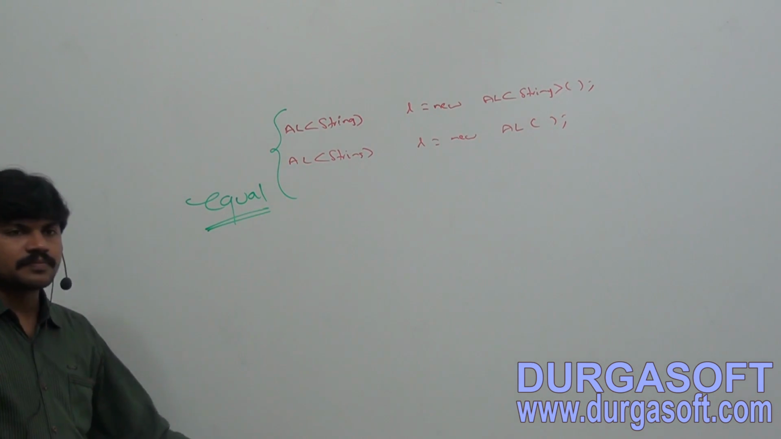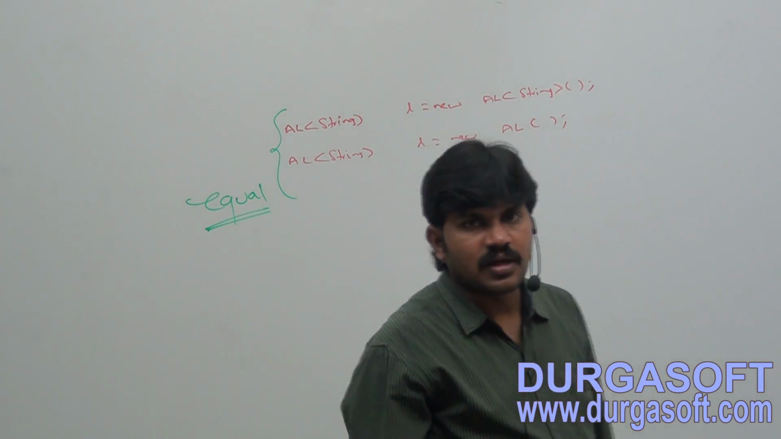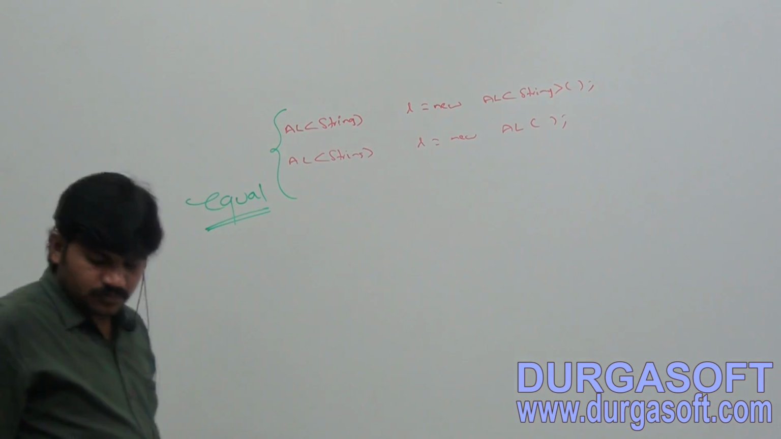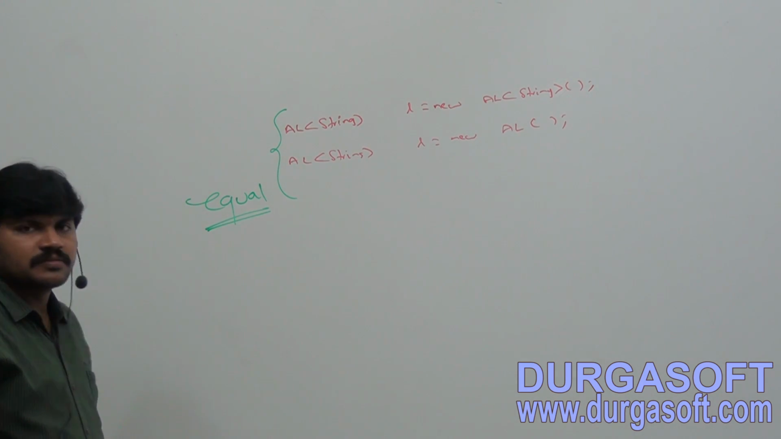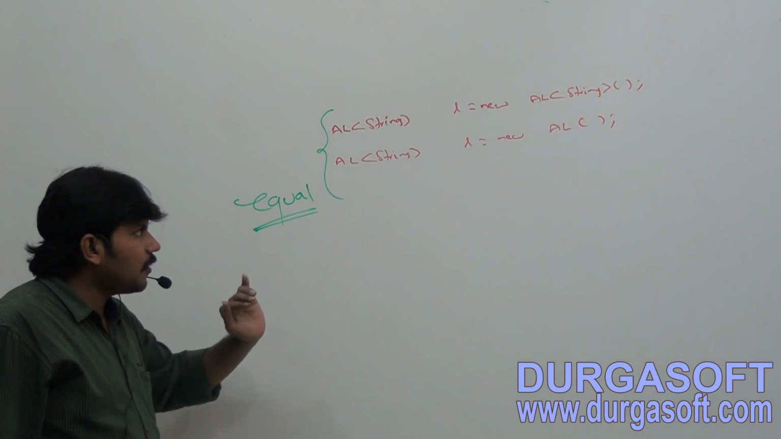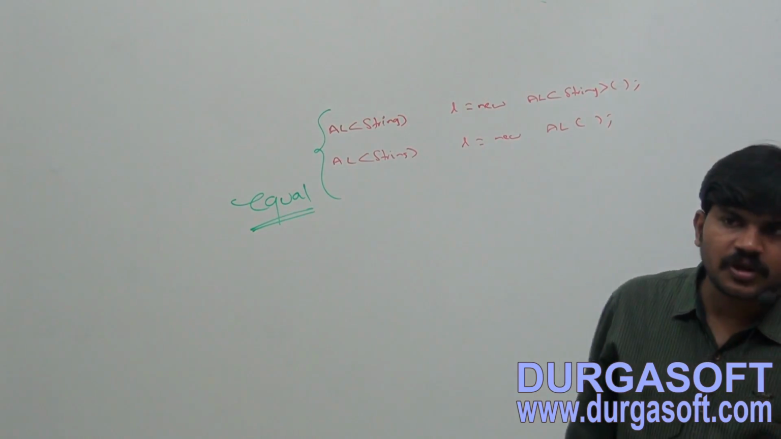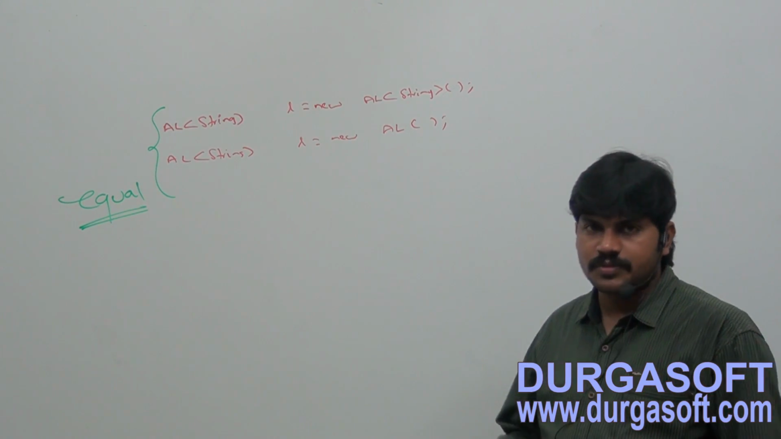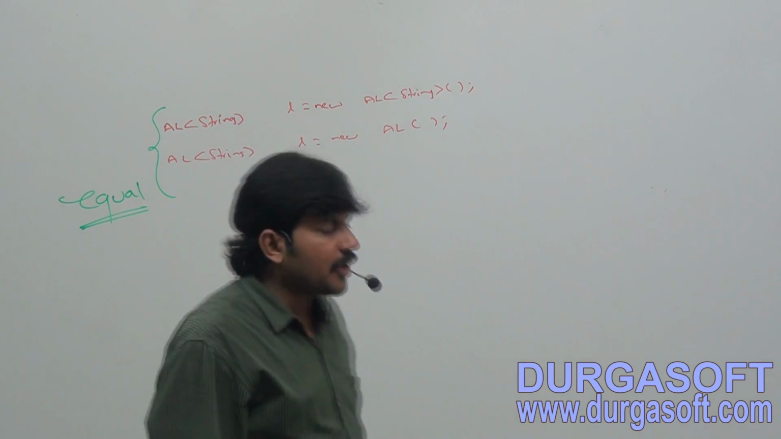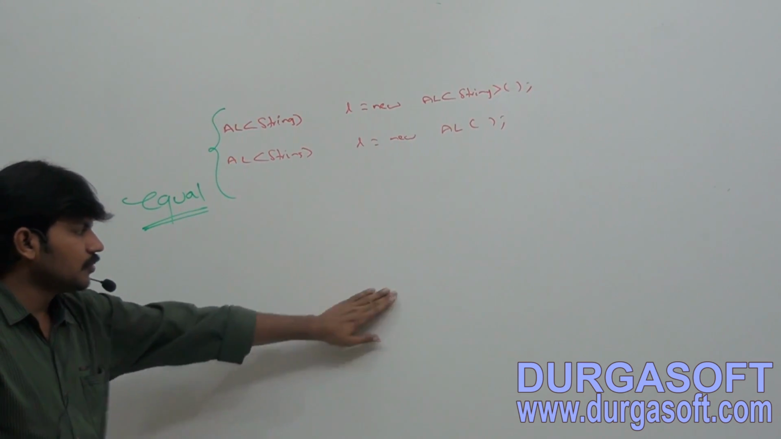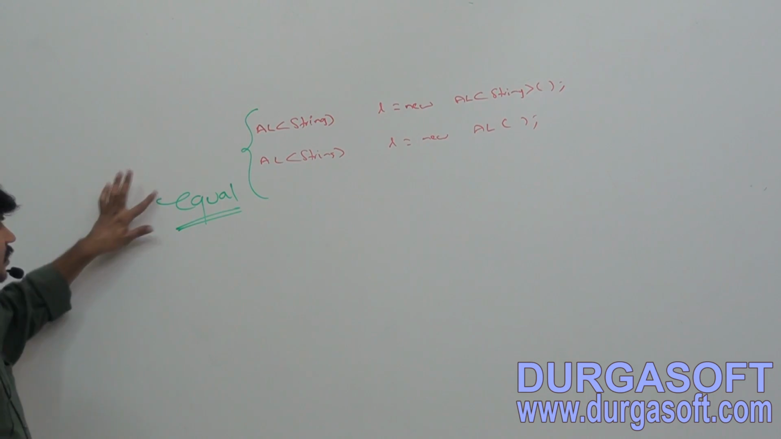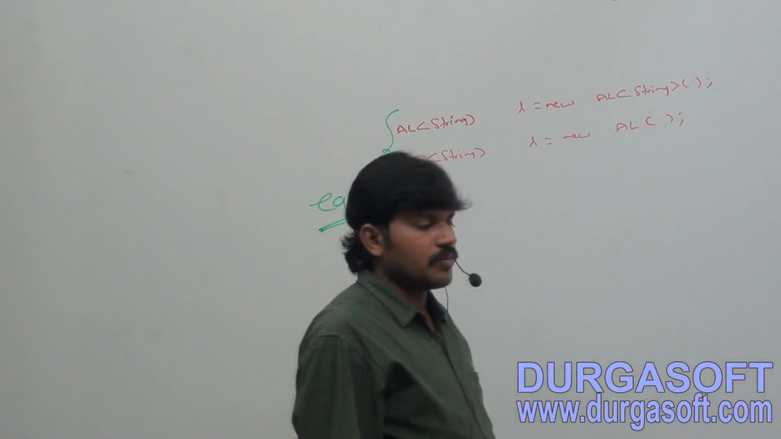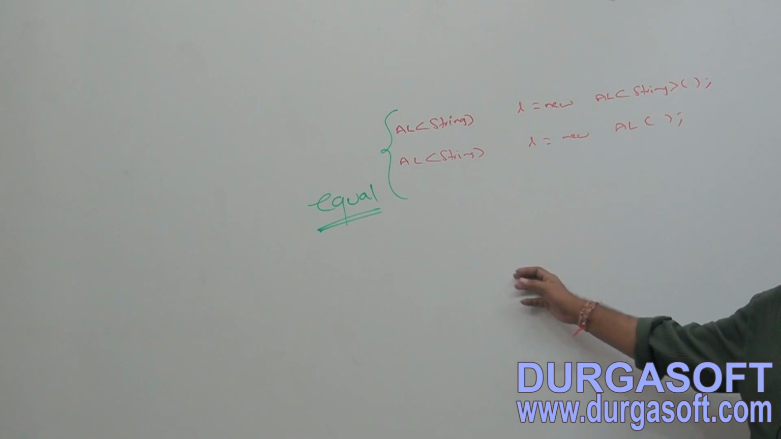The following declarations are equal. Okay, next: ArrayList of String L is equal to new ArrayList of String. Next, ArrayList of String L is equal to new ArrayList. So can I use the term both are equal or not? Yes, both are equal. There is no problem at all. Completed for you people anywhere, right?